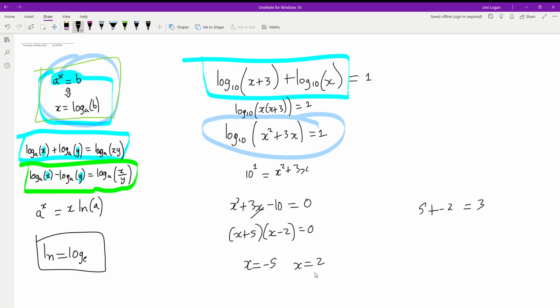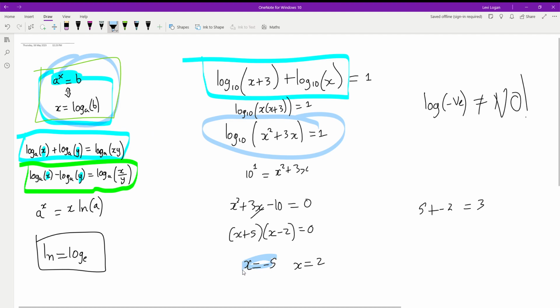Now, here's a trick. Can you log a negative number? The answer is no. You cannot log a negative number. So if we were to consider x equals negative 5, if we were to put it into here, this would give us a negative log, and so would this. But would that work as well? Actually, yeah.